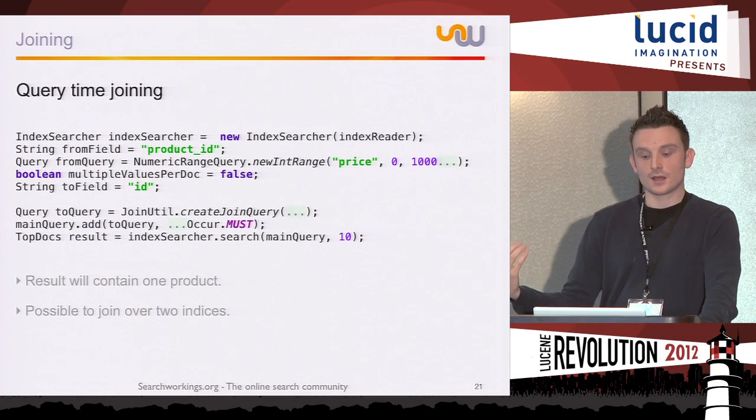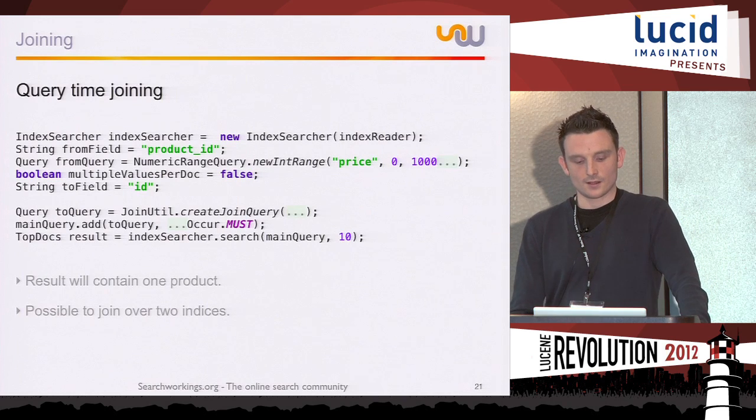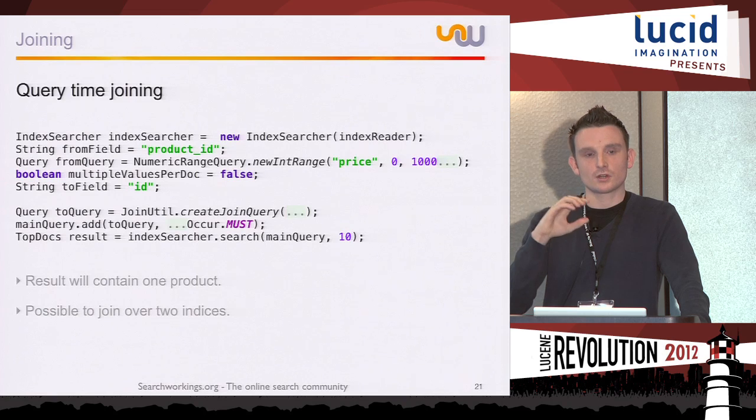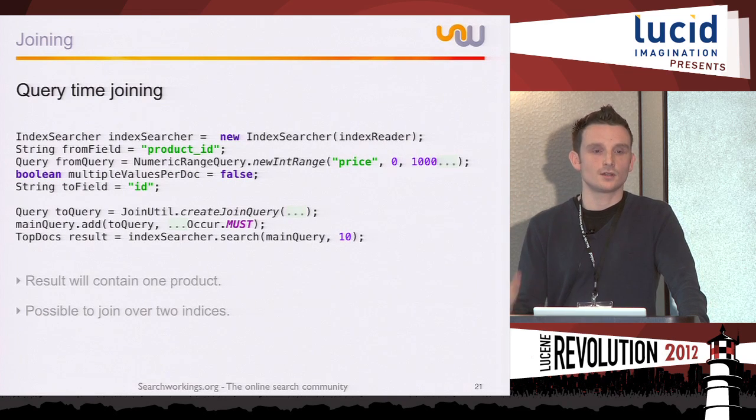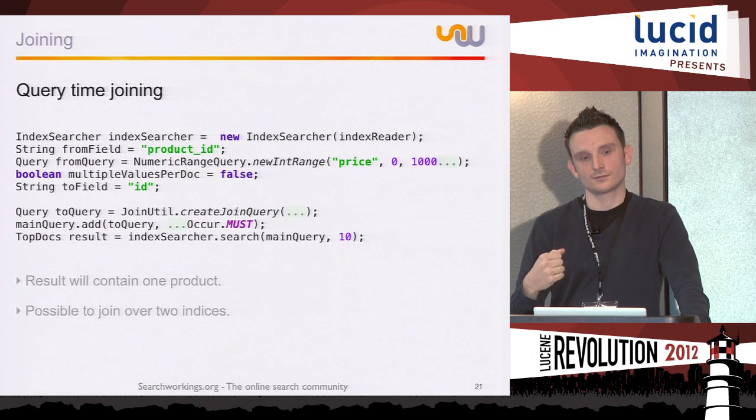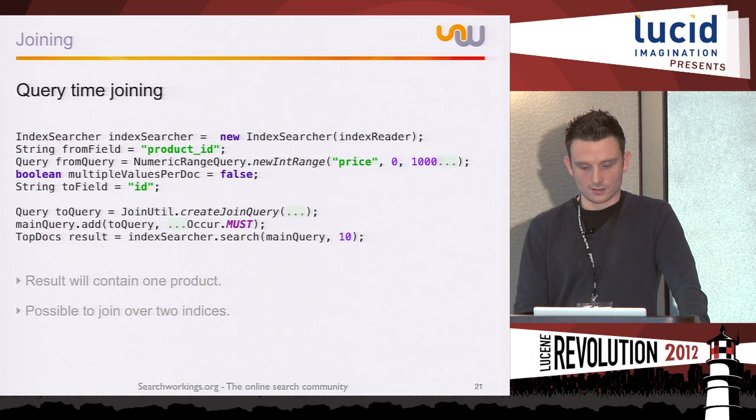And what was also a cool feature is that you can do a join search across more than one index. So you can use a different index in the first phase than in the second phase.